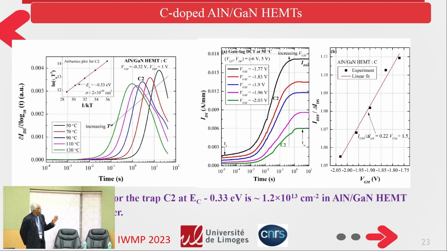So once again we obtain a straight line. With this straight line we can calculate the slope and then we can compute NT, and for this case we have 1.2e13 per cm² in the AlN/GaN HEMT with C-doped buffer.